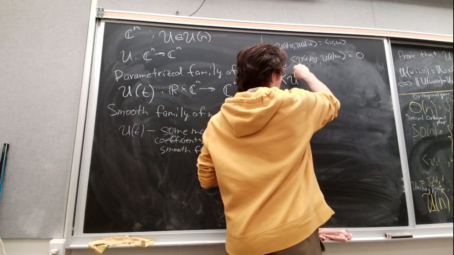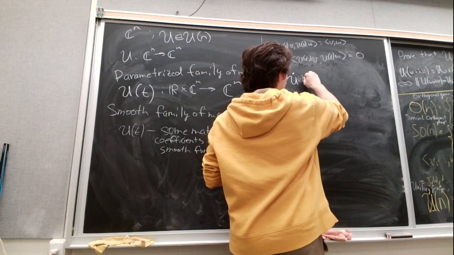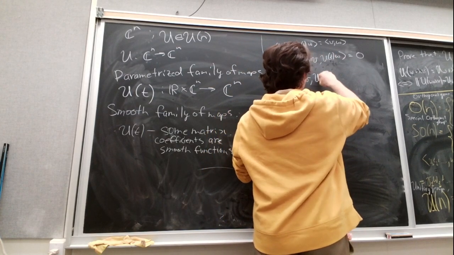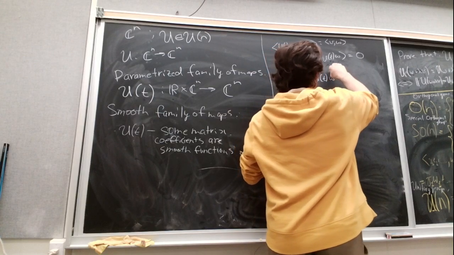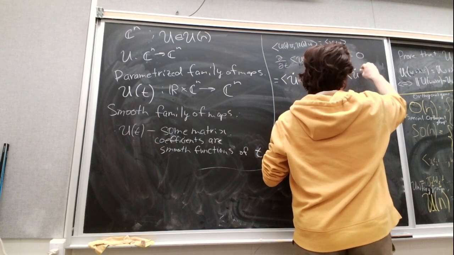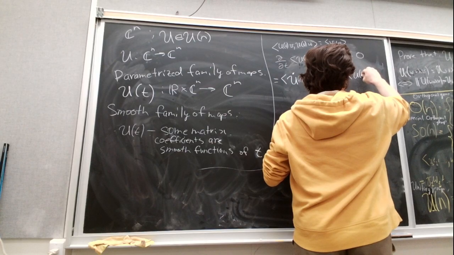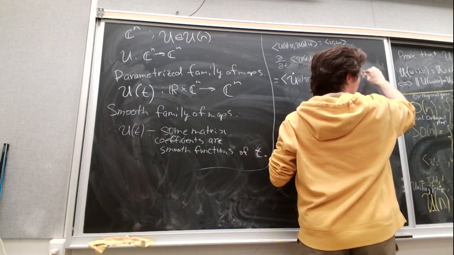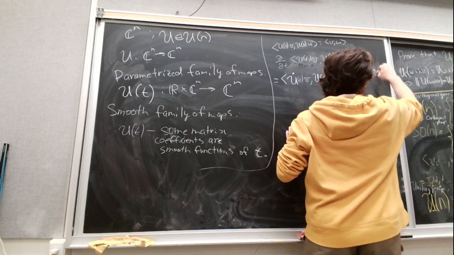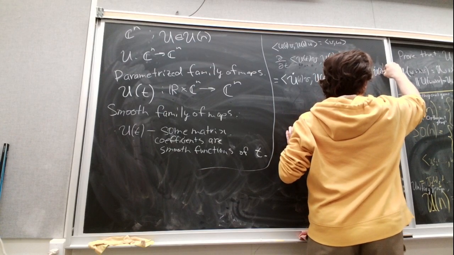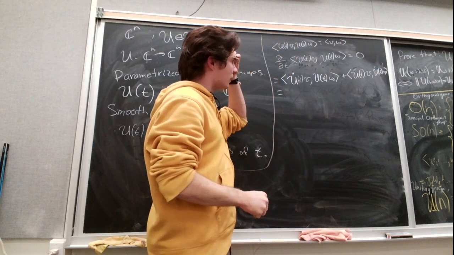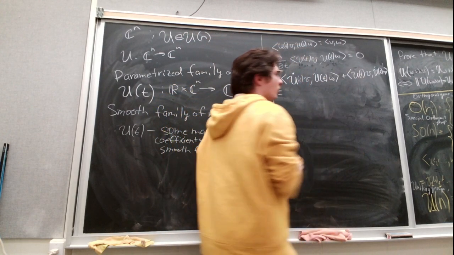That I'll have u dot of t applied to v, and also v and w are constant in time, so I don't have to take the derivatives of them. ⟨u̇(t)v, u(t)w⟩ plus ⟨u(t)v, u̇(t)w⟩. Good, okay, there is no dot here. We agree with this, yes?